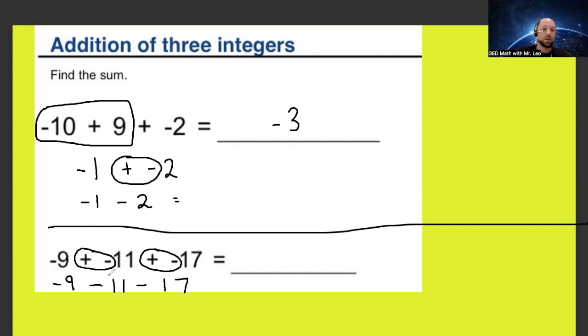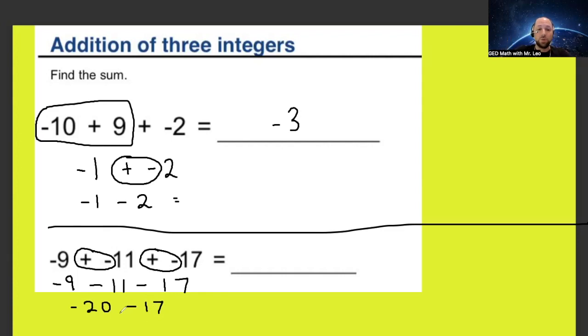Now we're going to go left to right. Looking at the first two, -9 minus 11, the signs are the same, so let's add the numbers and use the sign. 9 plus 11 is 20. And use the sign. Now I'm going to bring down the -17. Okay, I'm doing these in my head, but you might need to write these out the long way.